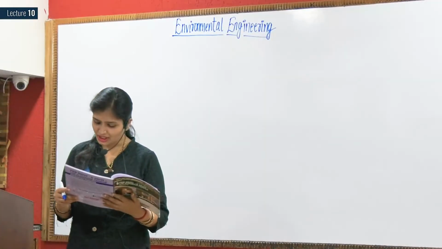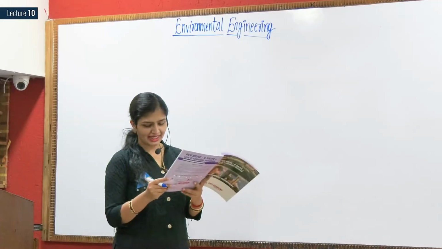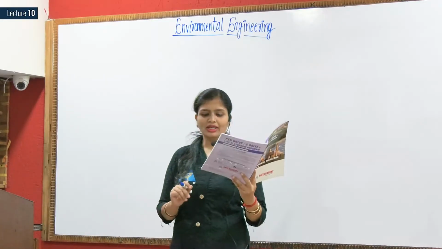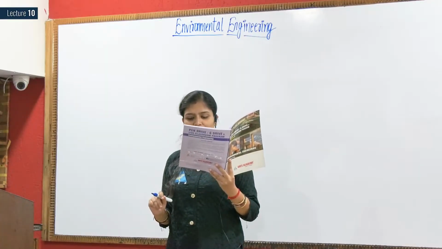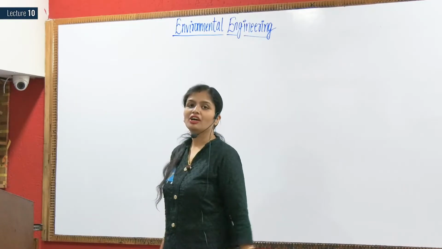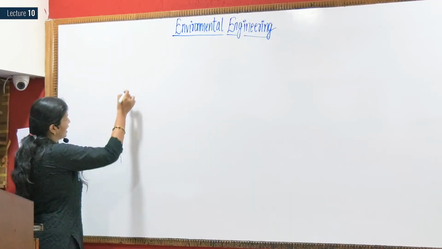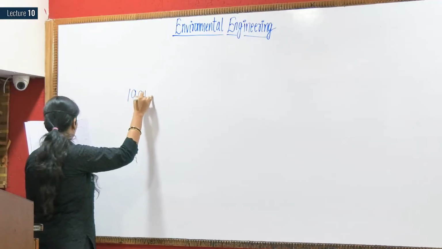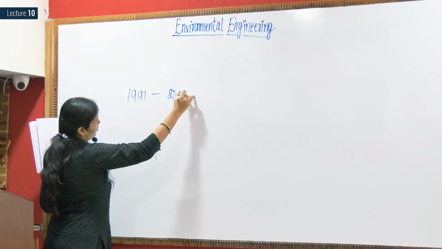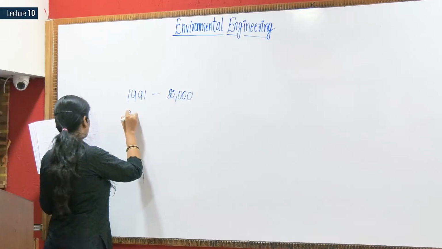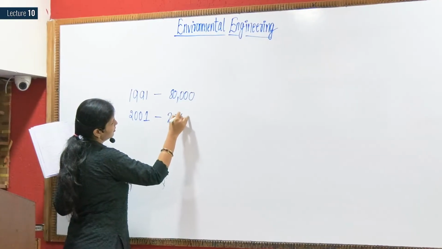So the question is, the population of a city in 3 consecutive years, that is 1991, 2001 and 2011 is 80,000, 2,50,000 and 4,80,000 respectively. First question which has been asked is determine the saturation population. That means at 1991, what was the population? 80,000. Then at 2001, the population was 2,50,000.